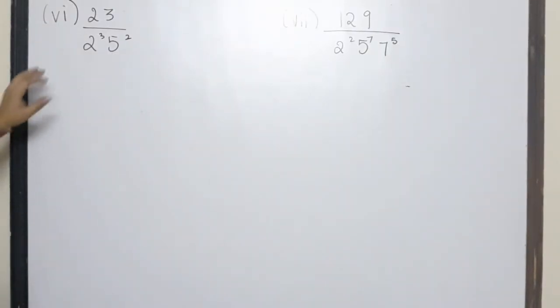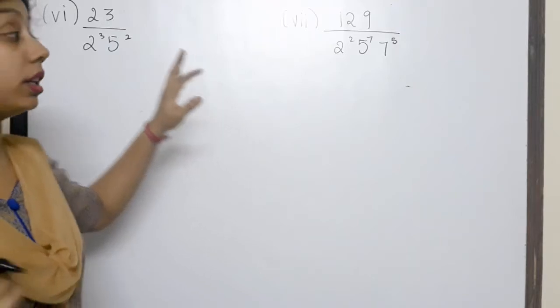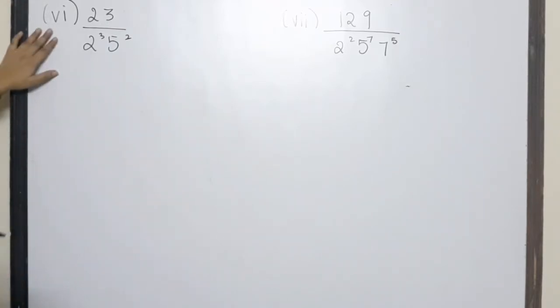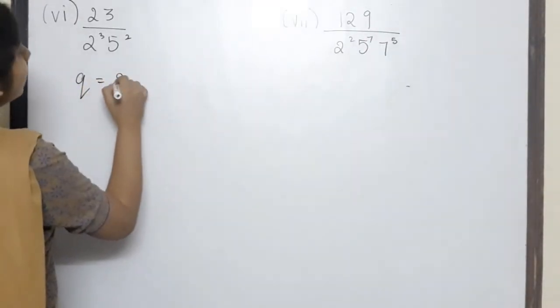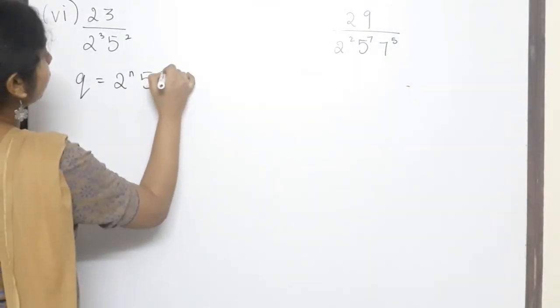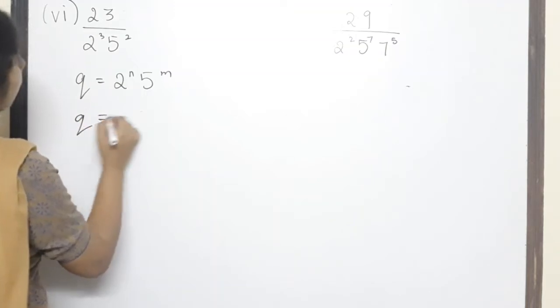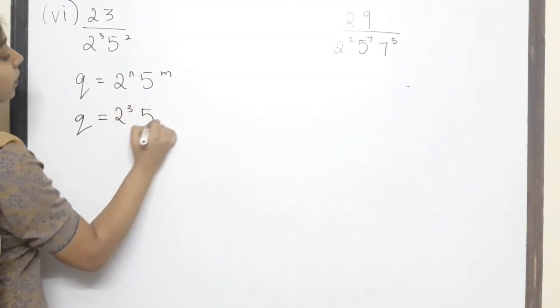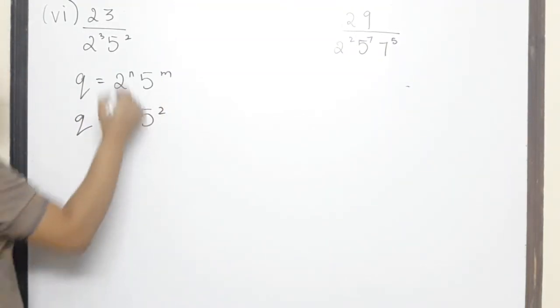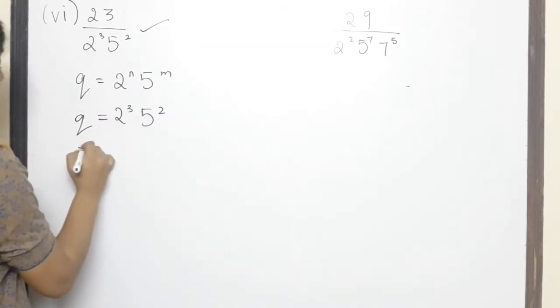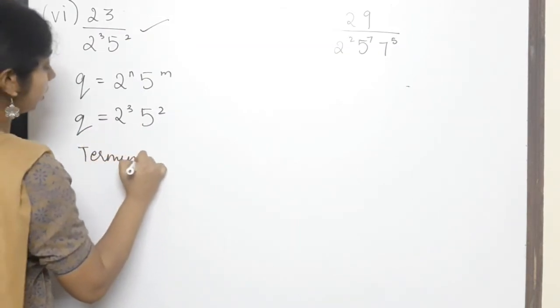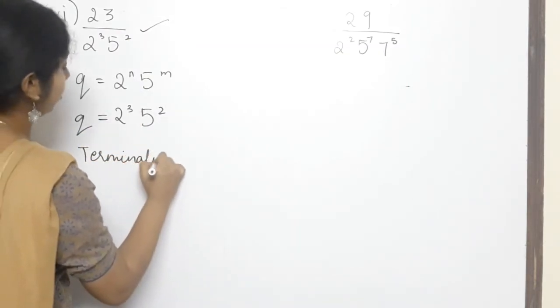Now next we move on to the 6th and the 7th one. Children, the 6th question is 23 upon 2 to the power 3 into 5 to the power 2. Now do we actually have to solve this? No. You can already see that q is already in the form of 2 to the power n, 5 to the power n. That is, q is already in the form of 2 to the power 3, 5 to the power 2. So yes, this will have a terminating decimal expansion.